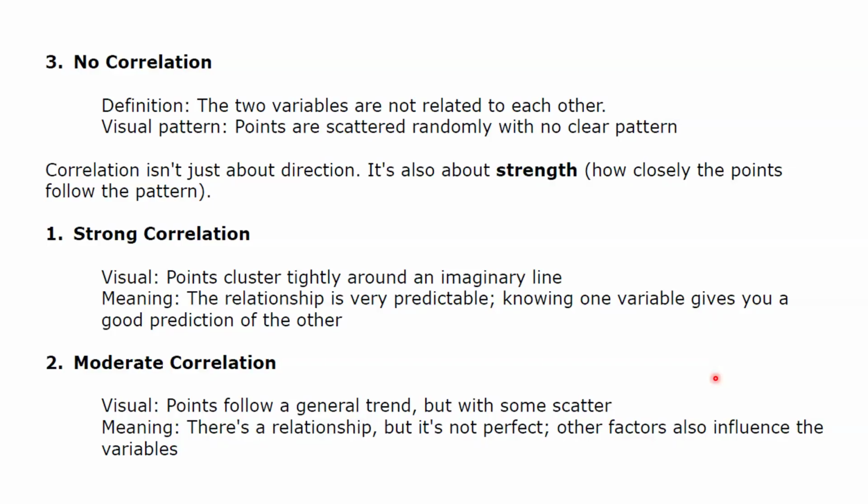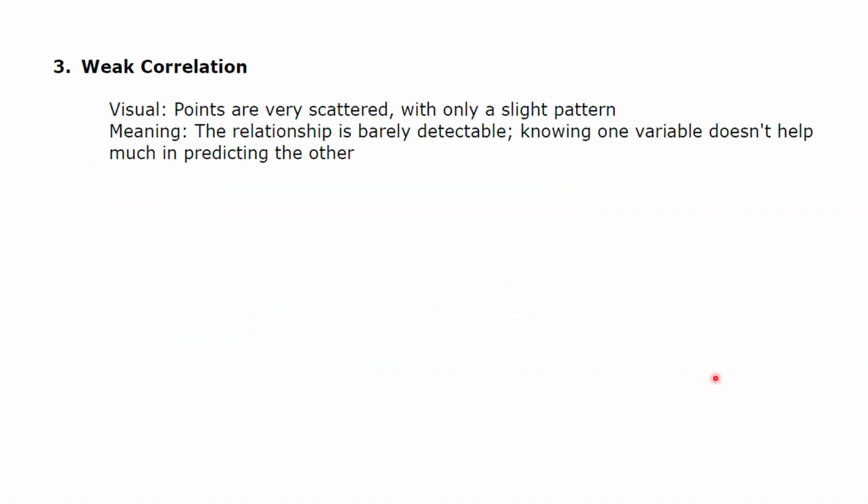The next is a moderate correlation, and this means that the points follow a general trend, but there's some scatter, meaning the data points are kind of scattered around the graph. So there's a relationship, but it's just not perfect because the points are scattered. Other factors also play a role in a moderate correlation. A weak correlation is the third one. And this means that the points are very scattered with only a slight pattern. The relationship is barely detectable. Knowing one variable doesn't help you much in predicting the other.